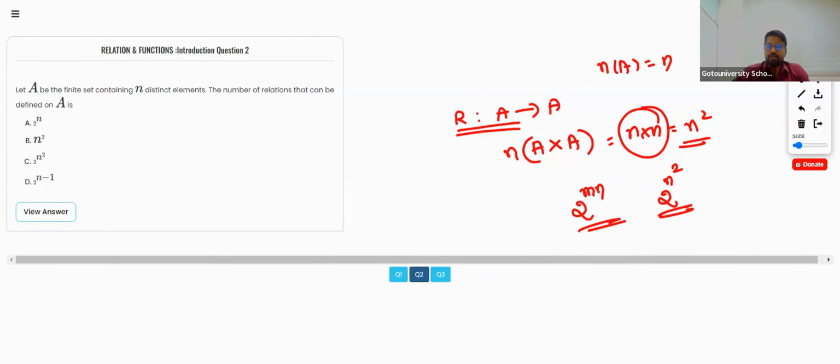Right? Where is that option? 2 power n square, where is it? Option A, no. That is 2 power n. Option B, no. Option D, no. That's the right answer, which is option C. Hope this is clear. So let us go to the next question.